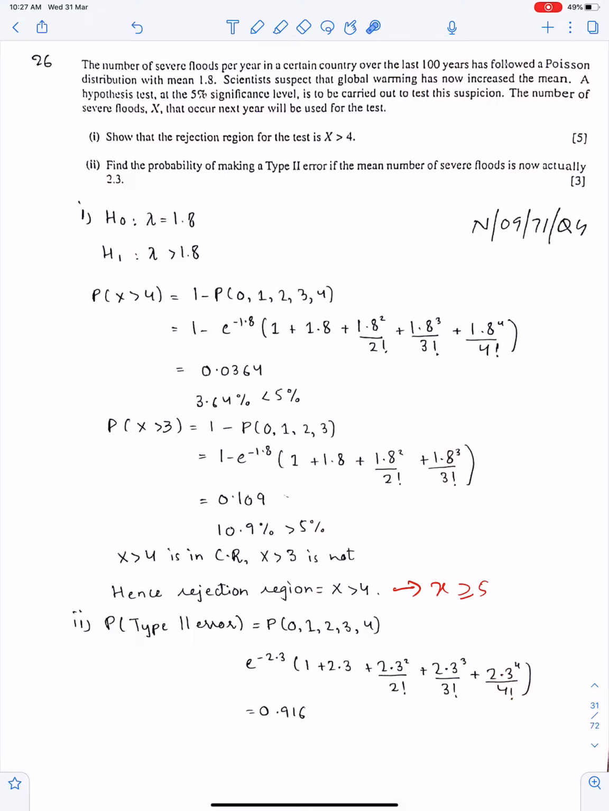Find the probability of making a type 2 error if the mean number of severe floods is now actually 2.3. This is the new lambda. The type 2 error is the probability of the acceptance region, or the critical region complement. So it should be X less than or equal to 3. This is the probability of type 2 error. Make sure you use this new lambda here.